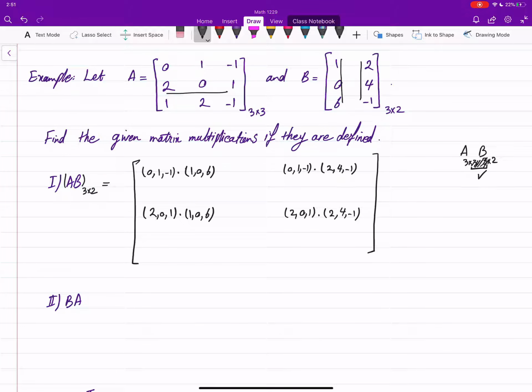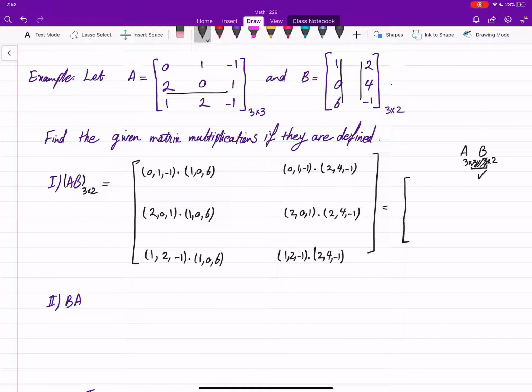Let me write this one. 1, 2, -1, the third row and the first column, the third row and the second column. So these are just dot products here. So here I have 0, 0, -6. Well, let me write it in the final matrix, and we move to the next one.